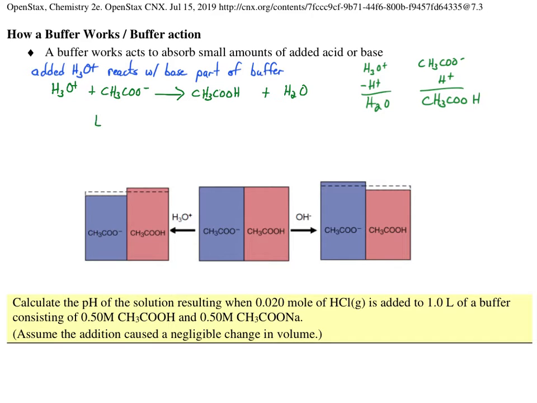The concentration of the weak acid is going to increase a little bit, and the concentration of our weak base is going to decrease by an equal amount. So now that we have a general understanding of what's happened here, we have an added strong acid. It's going to react with the base part of the buffer, so it'll decrease a little bit. The acid part of the buffer is going to increase in concentration by an equal amount.